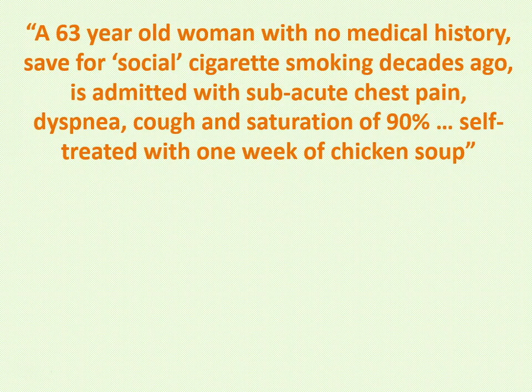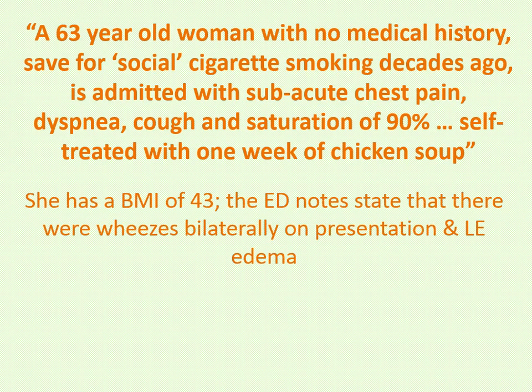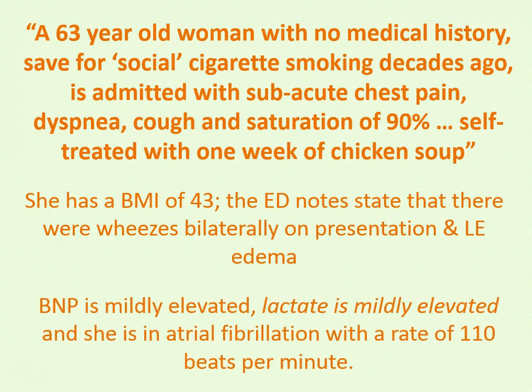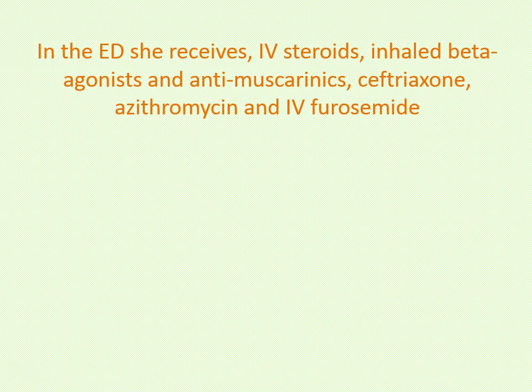It's a 63-year-old woman with some social cigarette smoking who came in with the community-acquired pneumonia that we saw in the chest CT, and self-treatment with chicken soup, which led to some subacute pulmonary edema. She's obese. She came in wheezing with lower extremity edema. And as you recall from the first talk, her BNP was mildly elevated, but so too was her lactate. And she had some atrial fibrillation.